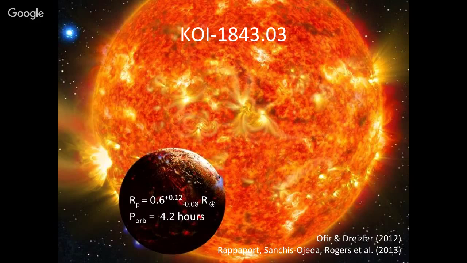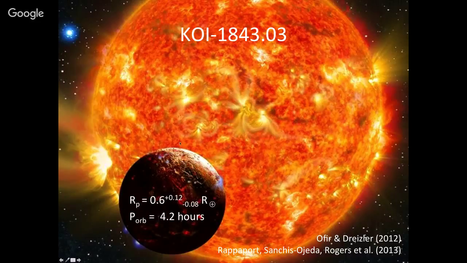So KOI 1843.03 is remarkable because it's the exoplanet with the shortest orbital period known to date. It's whizzing around its host star with an orbital period of 4.2 hours. So essentially the duration of my talk today is like a quarter of a year on KOI 1843.03.